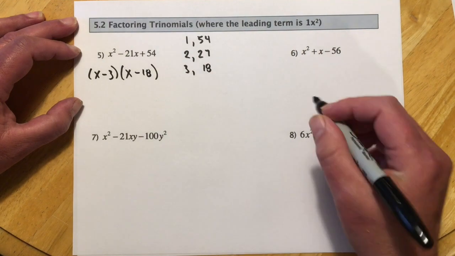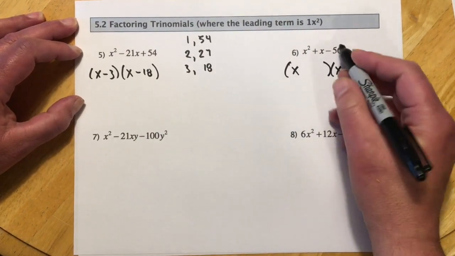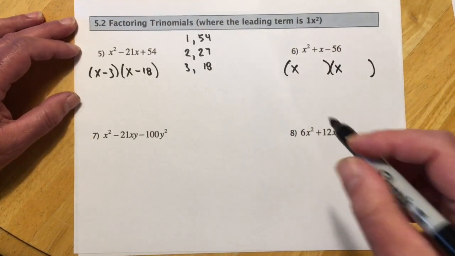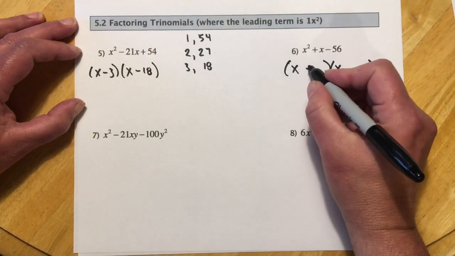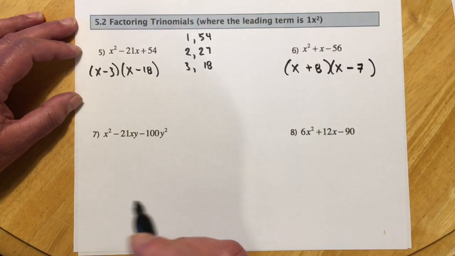That one's a little easier, so set up our x's and then what multiplies to negative 56 adds to be 1. So it's a negative 56, so that means we need a positive and a negative, and our numbers are going to be 1 apart. So plus 8 and minus 7.